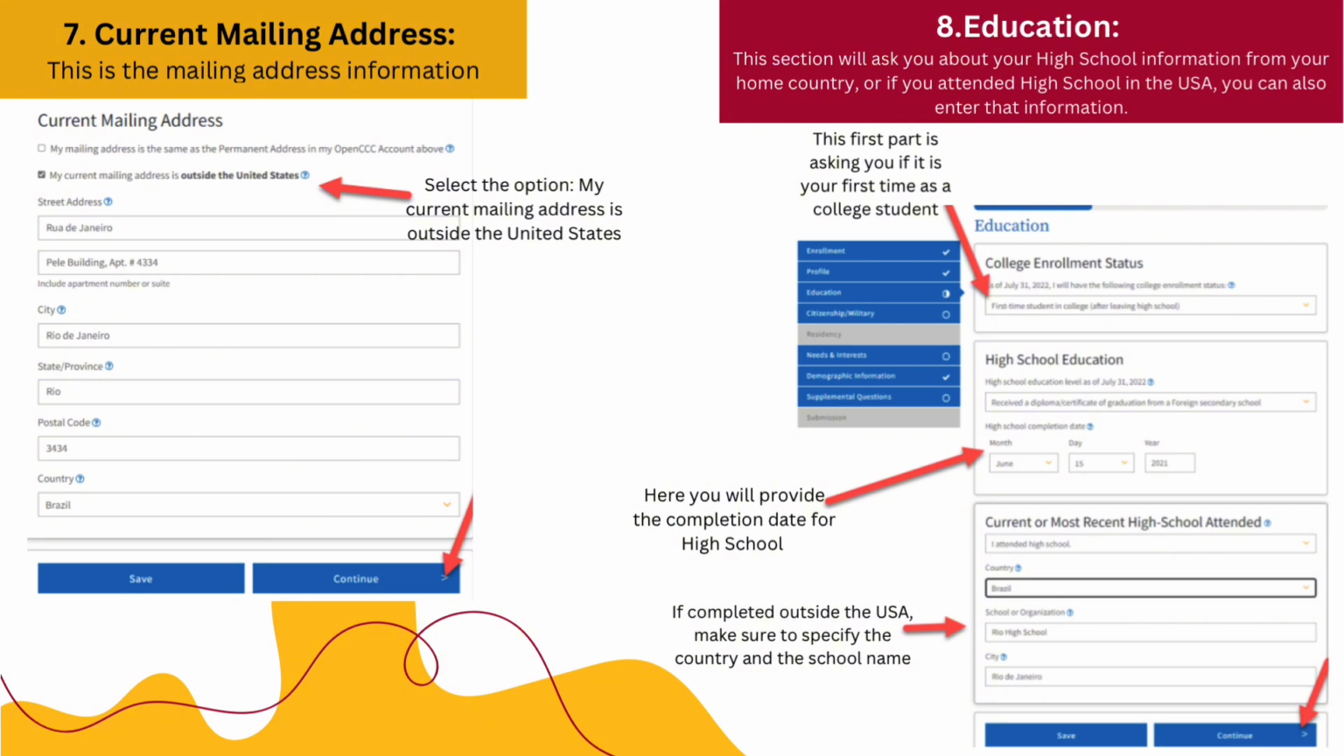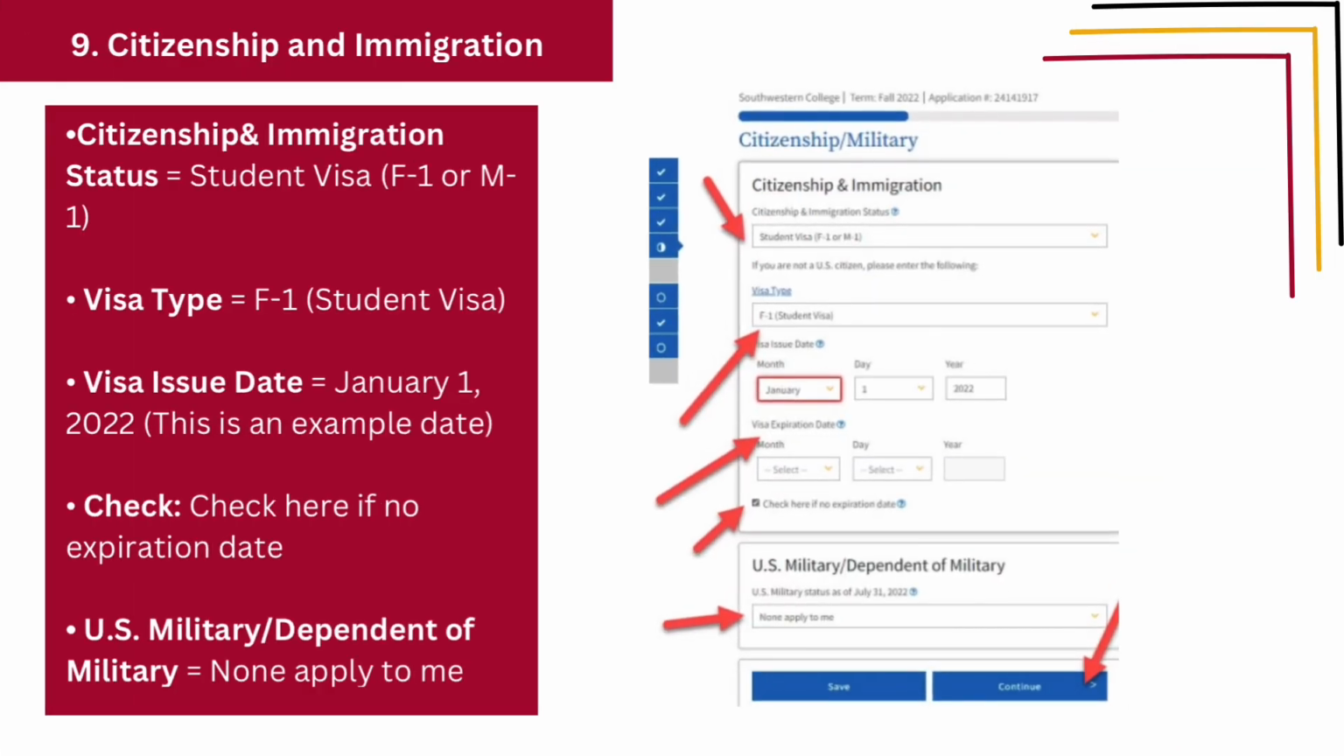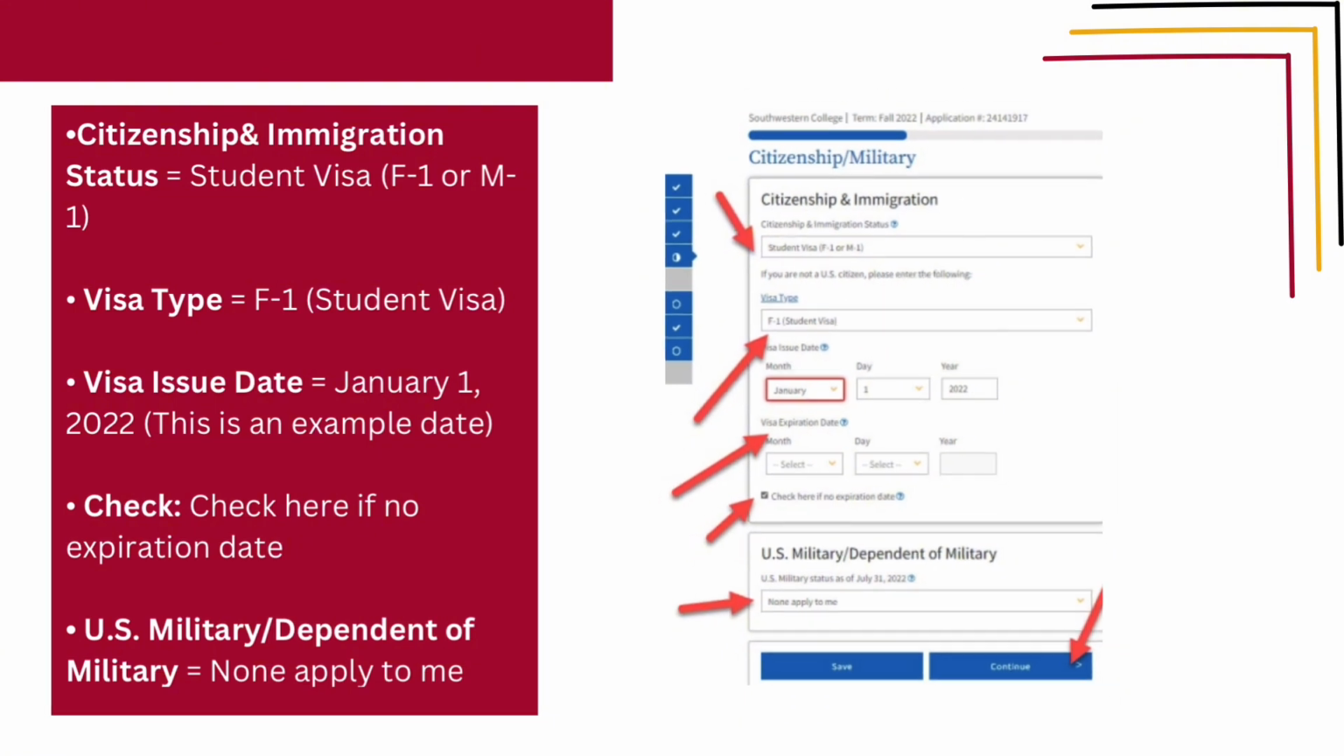Number 7, in this section, we are going to fill it in with our postal address, starting by selecting that our address is outside of the United States and filling it in with our information. Number 8, this section will ask you about high school information in your home country, or if you have attended high school in the US, you can also enter that information. Number 9, this section is important because it is about citizenship and immigration. I recommend that you follow the steps in the red box to fill out this information.